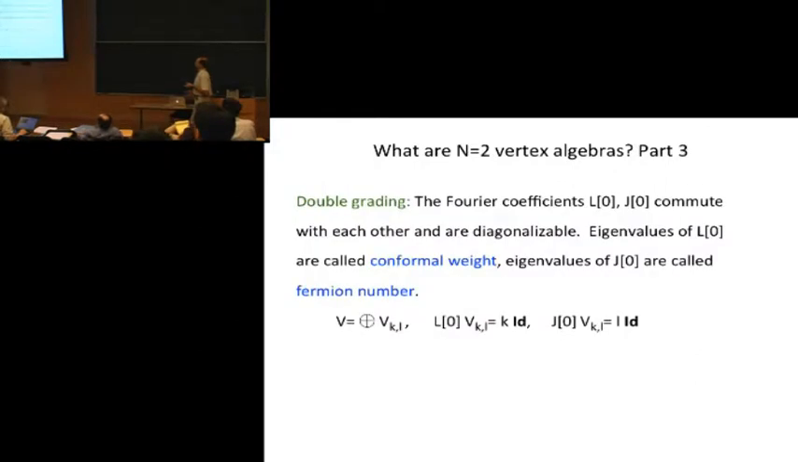All right, let me talk a little bit more about the structure of this vector space. I mean, everybody prefers finite dimensional vector spaces to infinite dimensional vector spaces. And in good cases, this vector space V will be finite dimensional, or rather it will be graded with finite dimensional components.